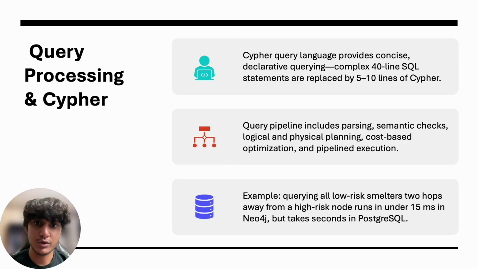Behind the scenes, Cypher goes through a full pipeline: parsing, semantic check, logical planning, cost-based optimization, and finally execution. The optimizer looks at your indexes, estimates cardinalities, and picks the most effective execution plan. And the performance difference is dramatic. In our testing, the 2-hop query with low-risk filters ran in under 15 milliseconds in Neo4j. The equivalent in PostgreSQL took seconds. That's not a small difference. That's an order of magnitude.